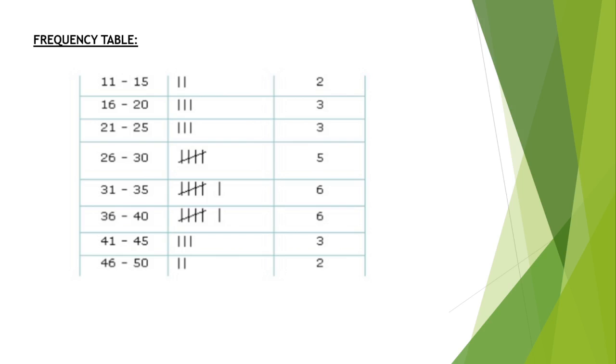Such types of classes are called boundaries. So how to convert inclusive to exclusive? Subtract 0.5 from the lower limit and add 0.5 to the upper limit. In this way we can convert inclusive to exclusive. If you are going to higher sections, while finding median and mode in grouped data, we need to convert inclusive into exclusive, then only we can find them. So we have one of the parameters, the lower limit.